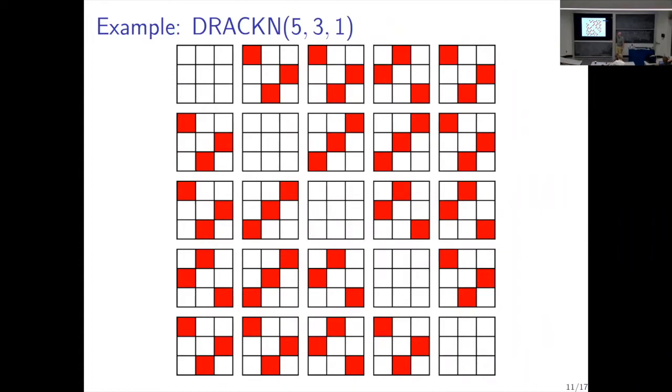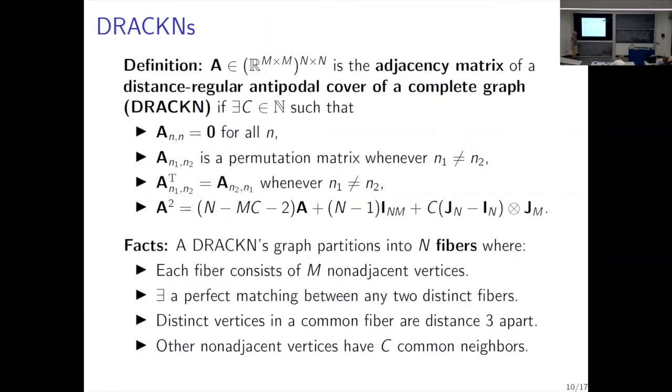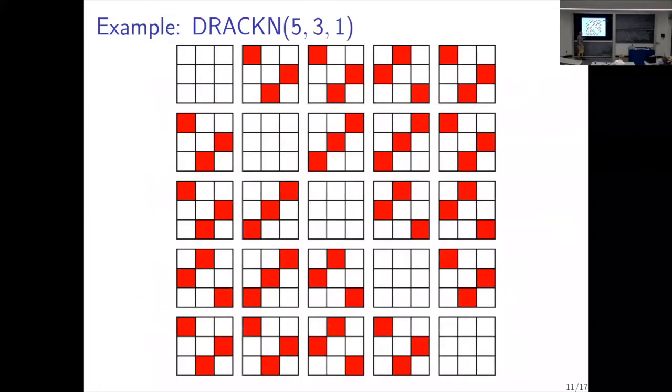In particular, the diameter of the graph is going to be exactly 3. The vertices that are as far away from each other as possible, in other words, 3 apart from each other, are exactly going to be the ones in a common fiber. These fibers are equivalence classes. And the really difficult property to get is this distance regularity more generally, which you can boil down here to just one condition: when you take 2 guys from different fibers that are not adjacent, they have a certain fixed number of neighbors in common. That number is called C.